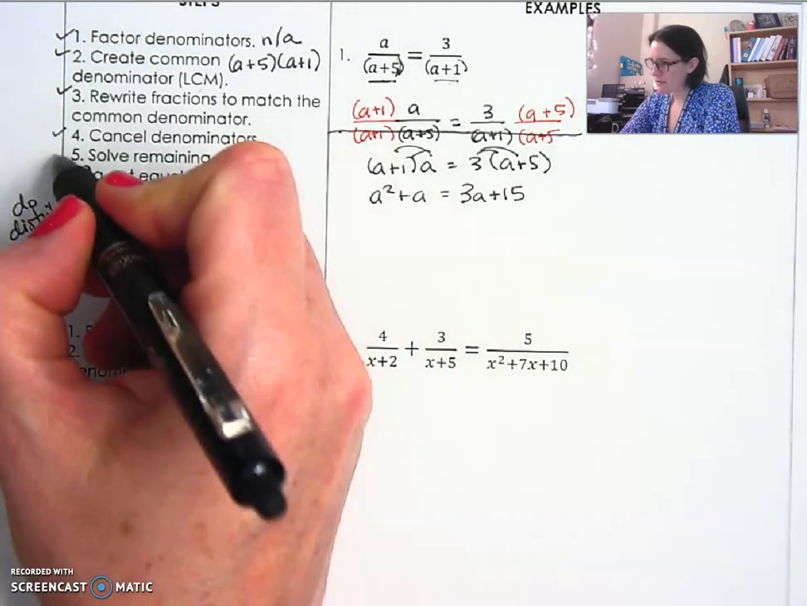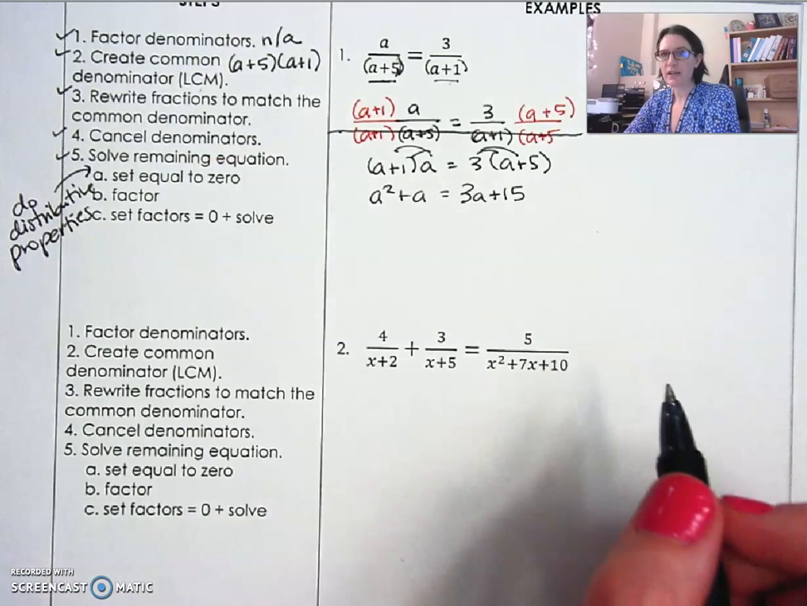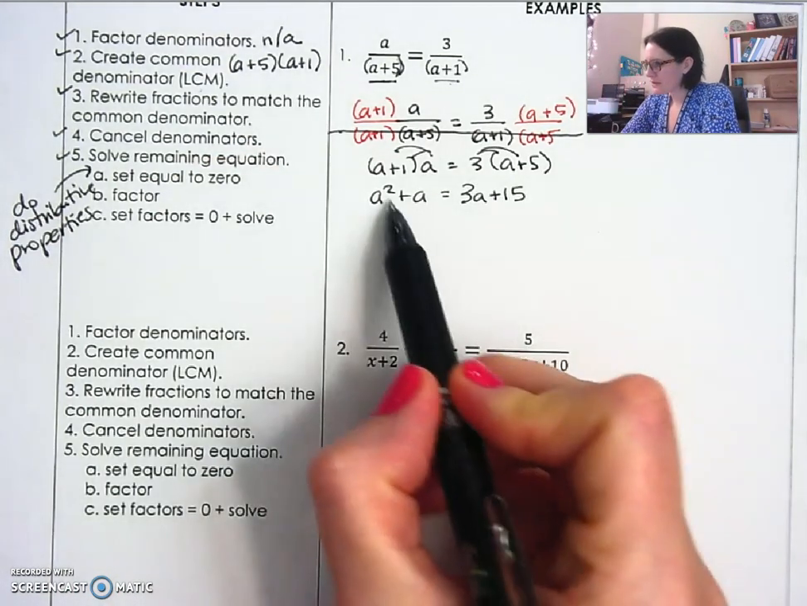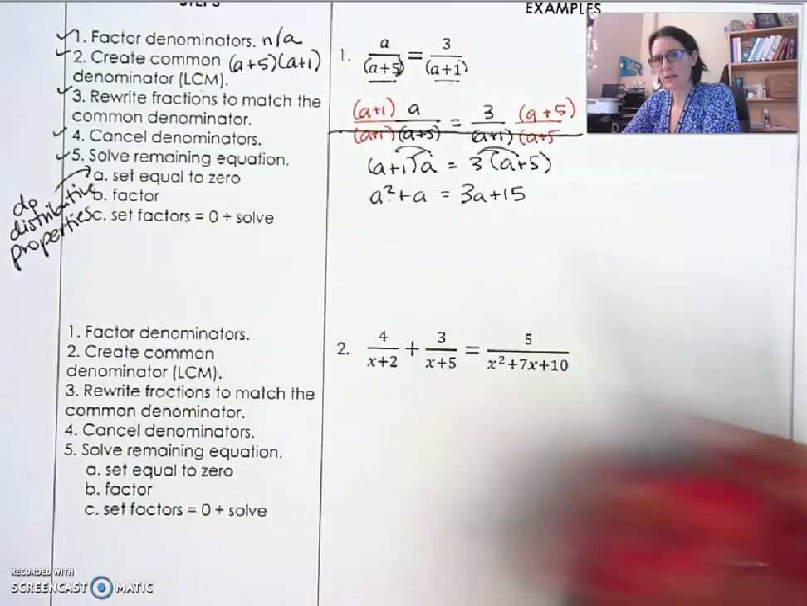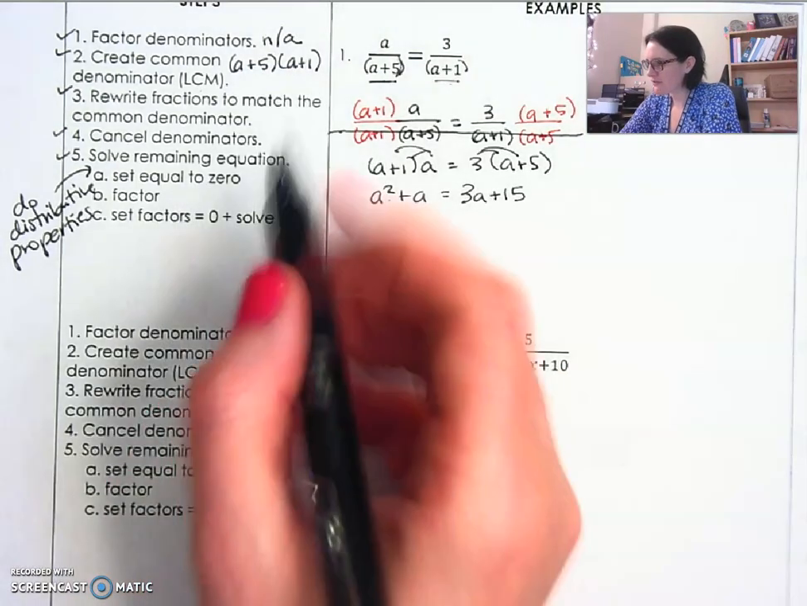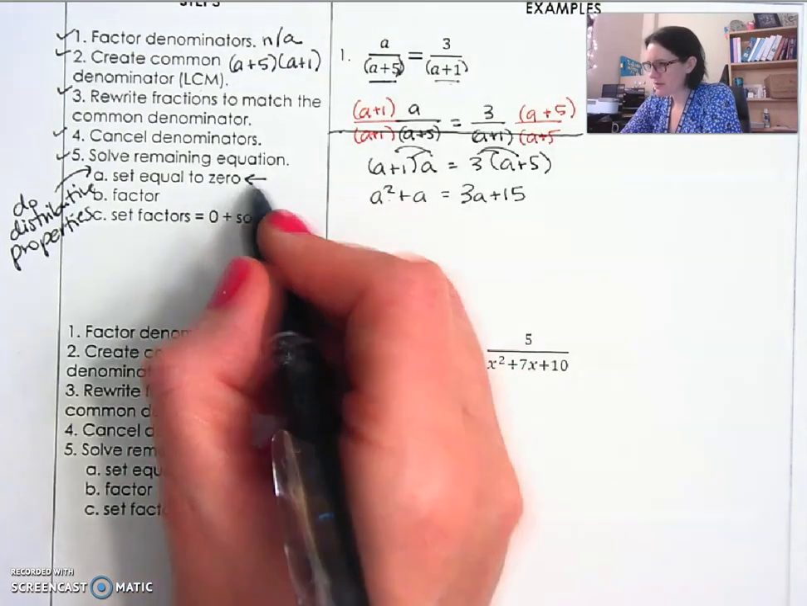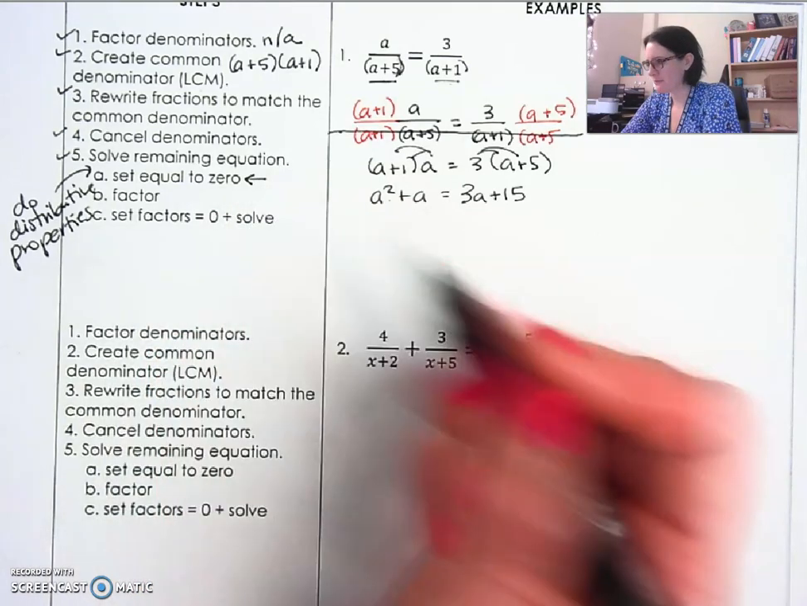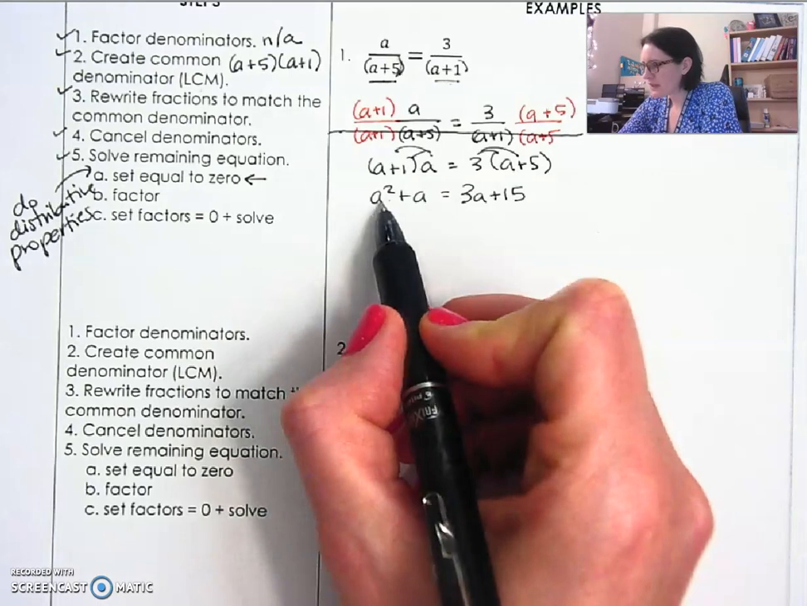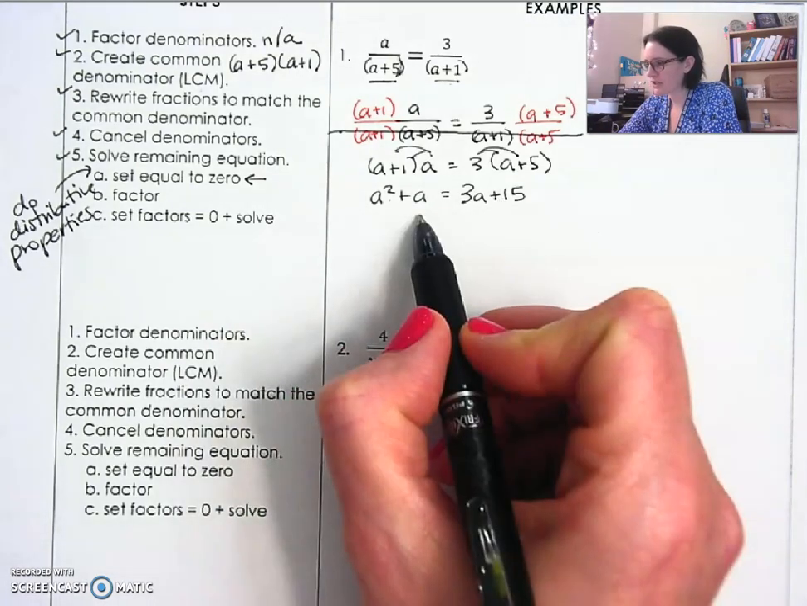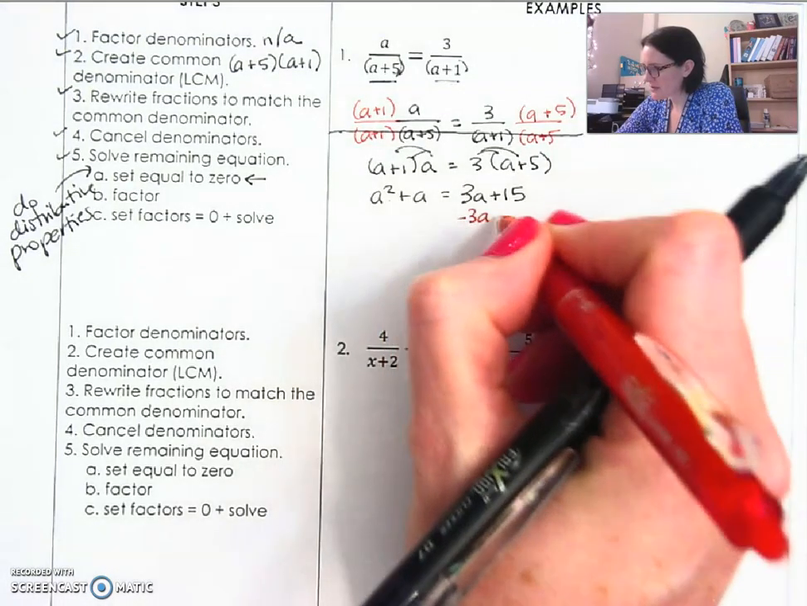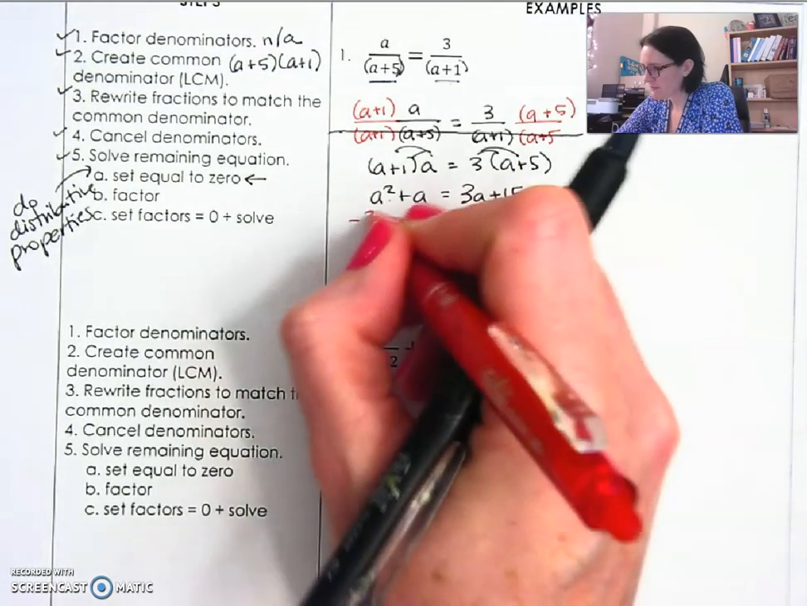And now our last step is to solve the remaining equation. If it's a regular equation, we can use our regular algebra. This one has a quadratic, a squared term, so I know I'm probably going to have to factor at some point. So if I need to factor, my first step is to set the equation equal to 0. So I'm going to keep this positive a squared on the left and move the stuff from the right over to here. So I do that by doing the opposite of both, which is in this case subtraction for both of them.